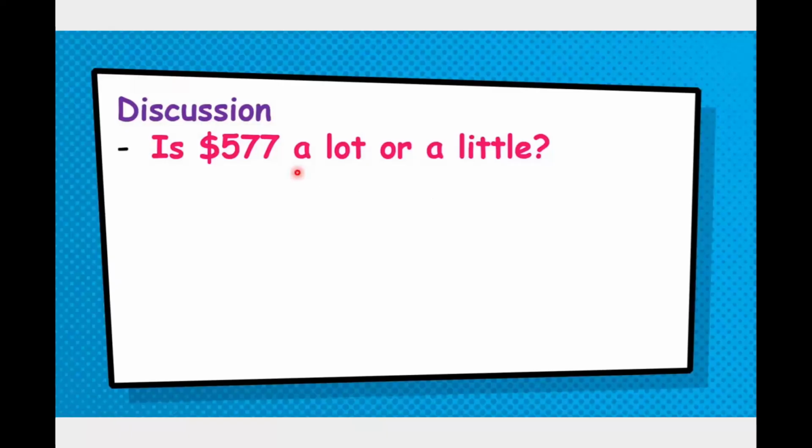So is 577 a lot or little? What if something breaks? What if you have student loans? Remember, we didn't have the student loans on here, and we said that with that income, 4,000, we have student loans. So we haven't even considered that. What if you want to save or travel?